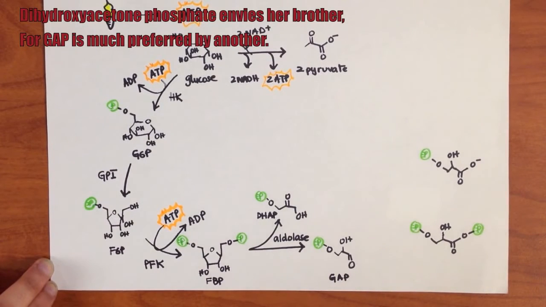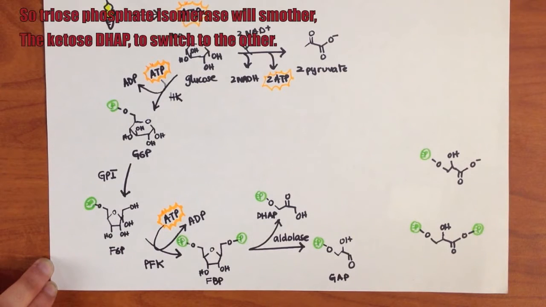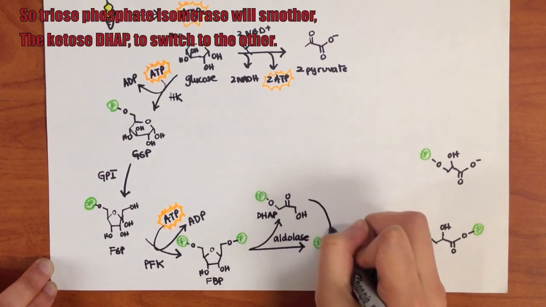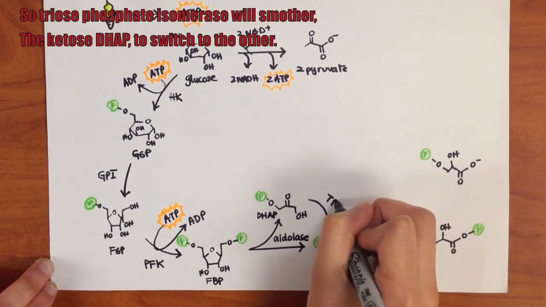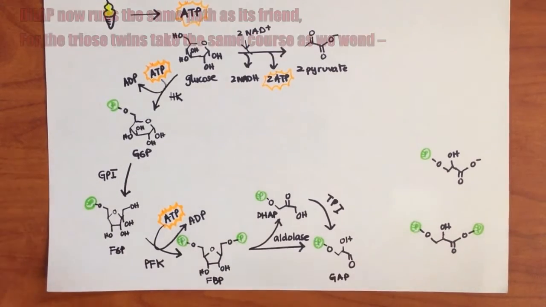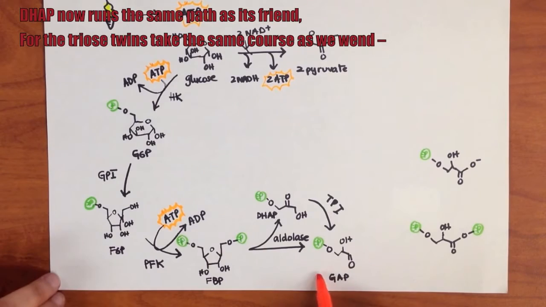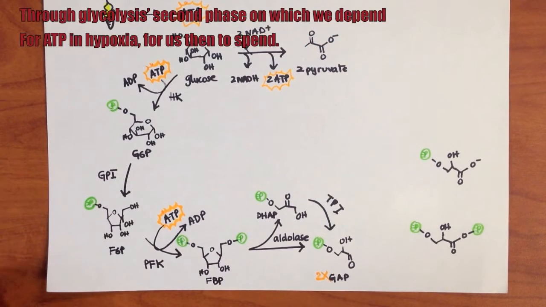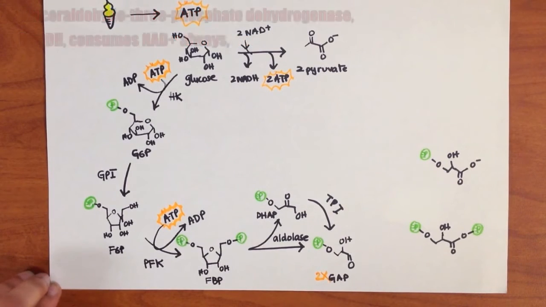Dihydroxyacetone phosphate envies her brother, for GAP is much preferred by another. So triose phosphate isomerase will smother the ketose DHAP to switch to the other. Now DHAP runs the same path as its friend, for the triose twins take the same course as we wend through glycolysis' second phase on which we depend, for ATP and hypoxia for us then to spend.